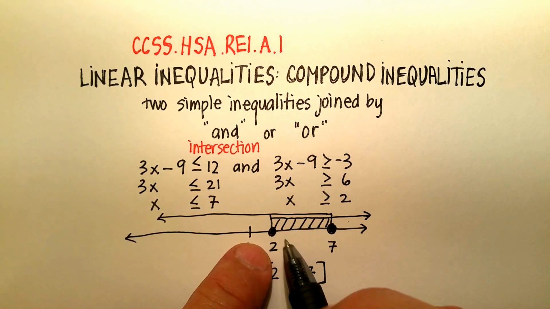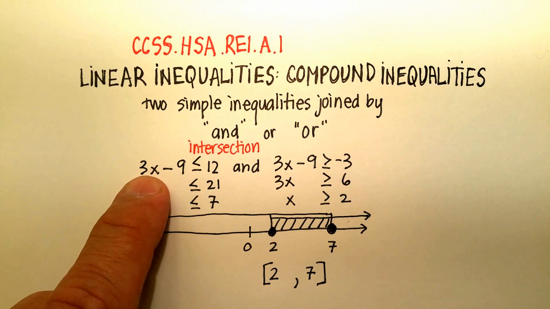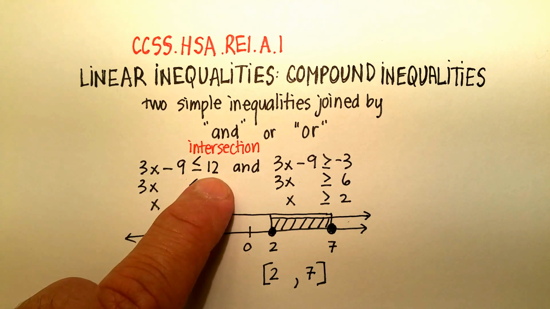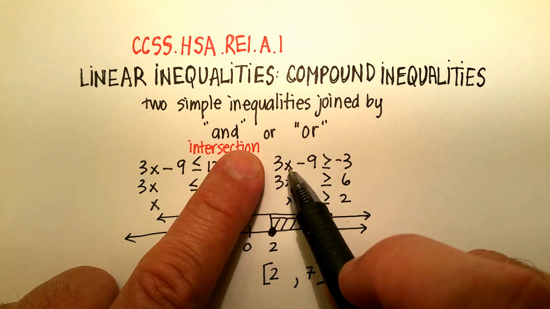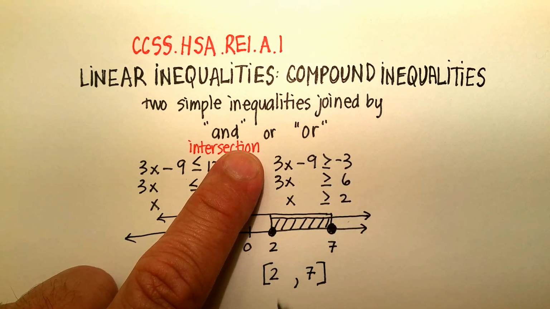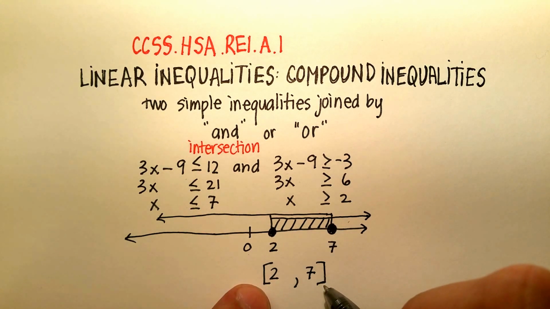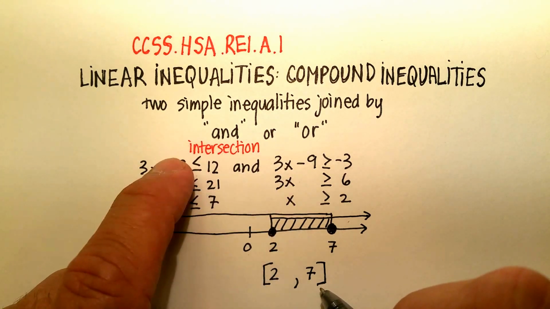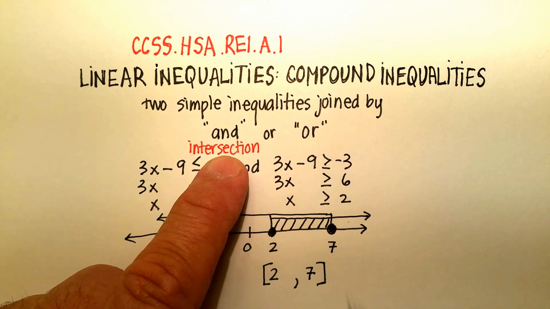Let's just take a number. Now I know between 2 and 7, let's just take 5. 3 times 5 is 15 minus 9 is 6. 6 is indeed less than or equal to 12, so that one's good. Let's put that same 5 over here on this side and see if it works. 3 times 5 again is 15 minus 9 is 6. And 6 is indeed greater than or equal to negative 3. So this answer, the shaded area right here, this compound inequality written in interval notation, would satisfy both of these equations. And that's called an and statement or an intersection.